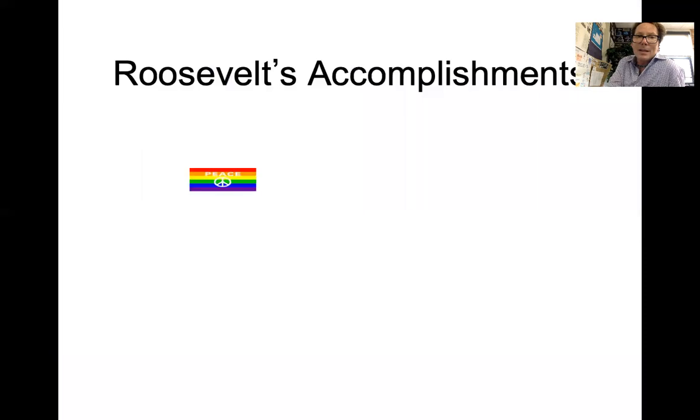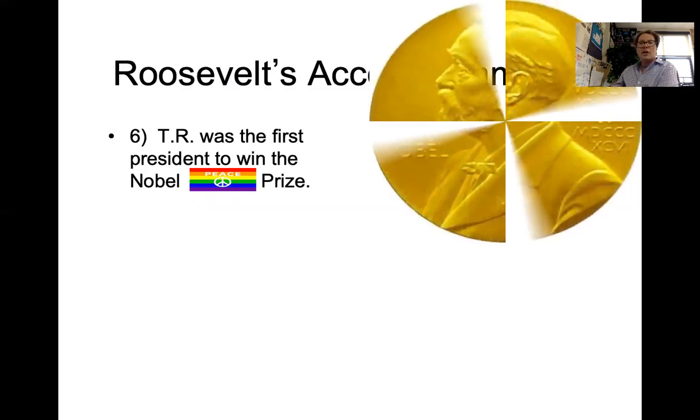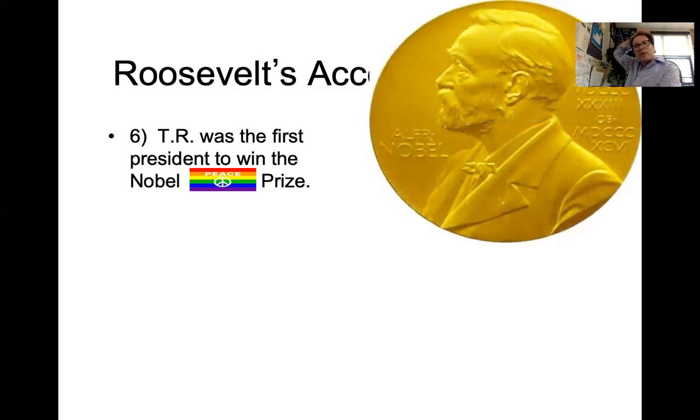Let's continue on. Ladies and gentlemen, here's another significant accomplishment of Roosevelt. Number 6, I want to talk about Theodore Roosevelt being the very first American president. This is huge. Winning the Nobel Peace Prize. Setting precedents. No American president ever won one before. So if you direct your attention to the overhead screen, that of course is an emblem of Alfred Nobel, a Swedish scientist. This is what the award is named after. You can win in the area of science, you can win it in medicine, you can win it in literature, and most importantly, you can win it in promoting the cause of peace.